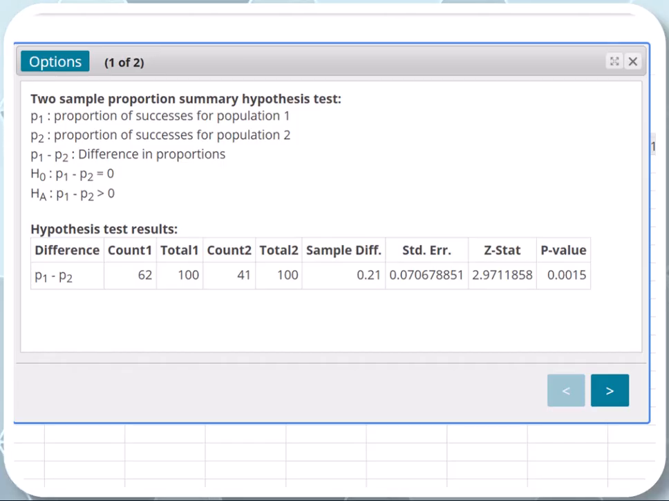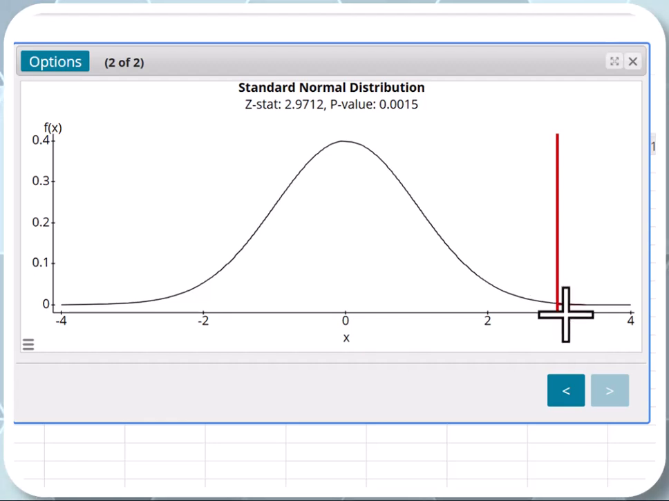You can see z is 2.97 and the p-value is so small, so we're going to reject the null hypothesis. And let me show you the p-value. You're not going to see much shading because it's a very small area. It's right here. You see that little bit of red right here shaded, okay?